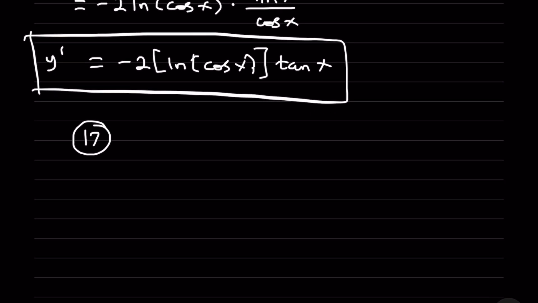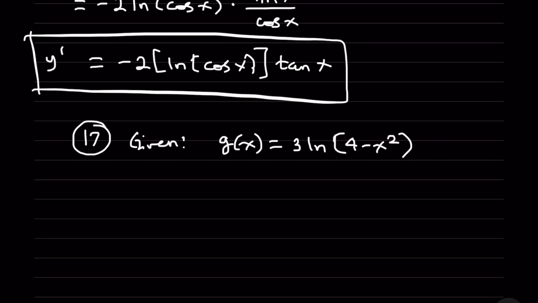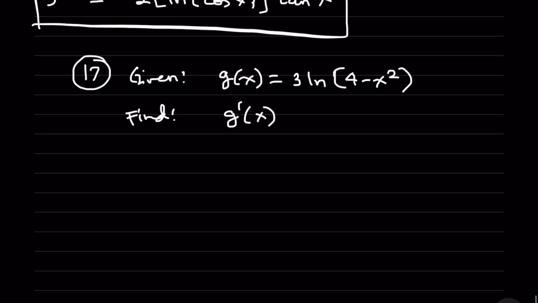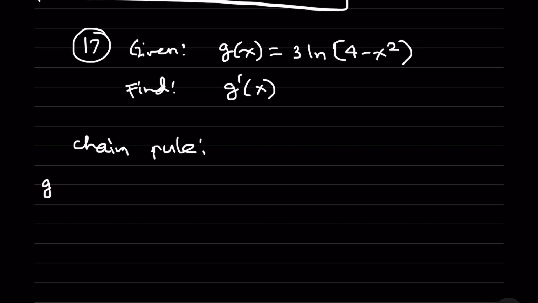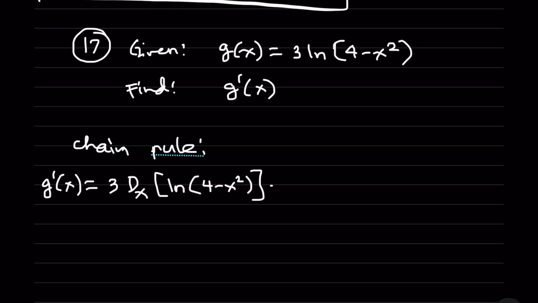Next, number 17. Given the following function, g of x equal to 3 times ln of 4 minus x squared. Find the derivative of g of x. So again, we will use the chain rule. We differentiate the whole, then we differentiate the inside, and so on. Because 3 is a constant, we can just take that out of the chain rule.